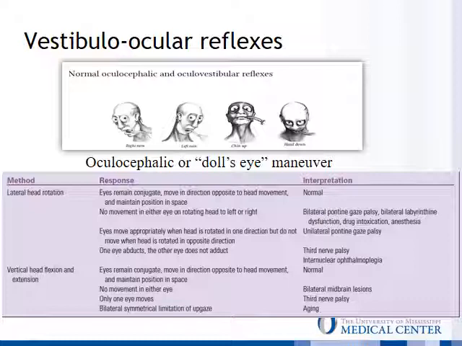When the head is moved vertically, the eyes move in the opposite direction normally. If there is no movement in either eye, then bilateral midbrain lesions are suspected. If only one eye moves, then third nerve palsy is suspected.